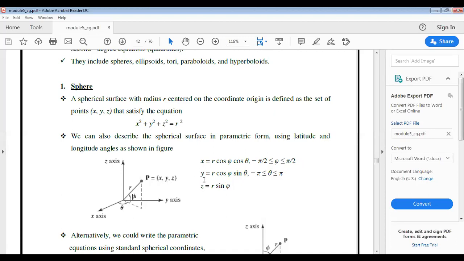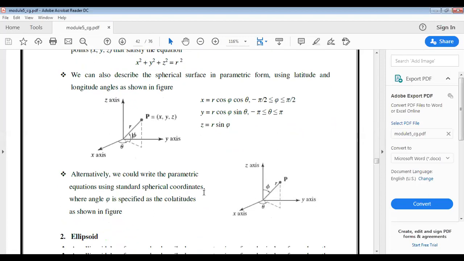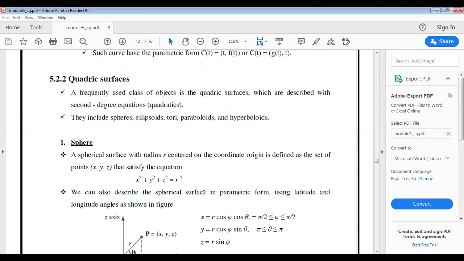What is x, what is y, what is z? That is what you need to remember. Now the next type of quadric surface. As soon as I say quadric surface, you should remember that it is a second degree polynomial, second degree equation, which means x will be in the form of squares.